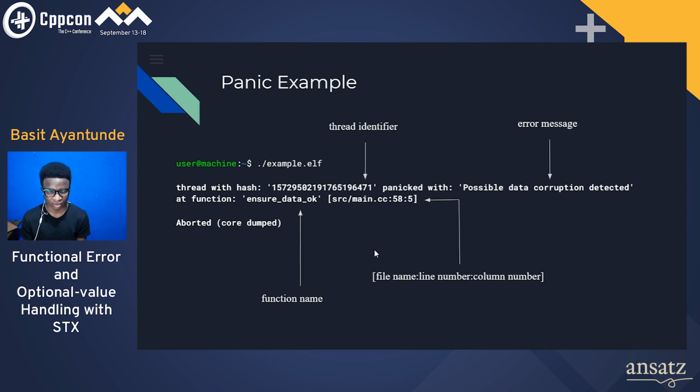So let's look through the information we get. We get the thread identifier, the function name where the panic occurred, the file name, the line number, and the column number. We also get the error message that we passed through it. Do you know that C++ doesn't have a cross-platform thread naming capability, so we just use the thread hash in the meantime, which isn't of much use for most people.